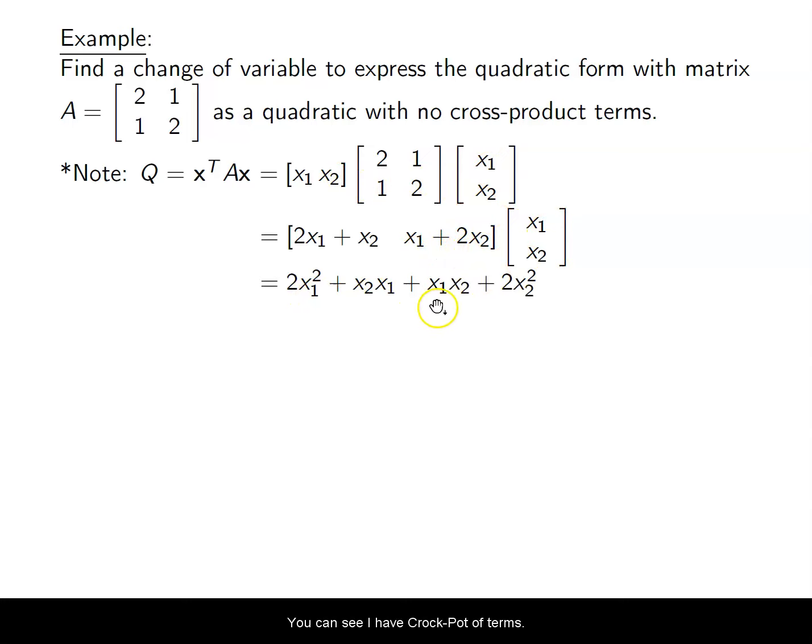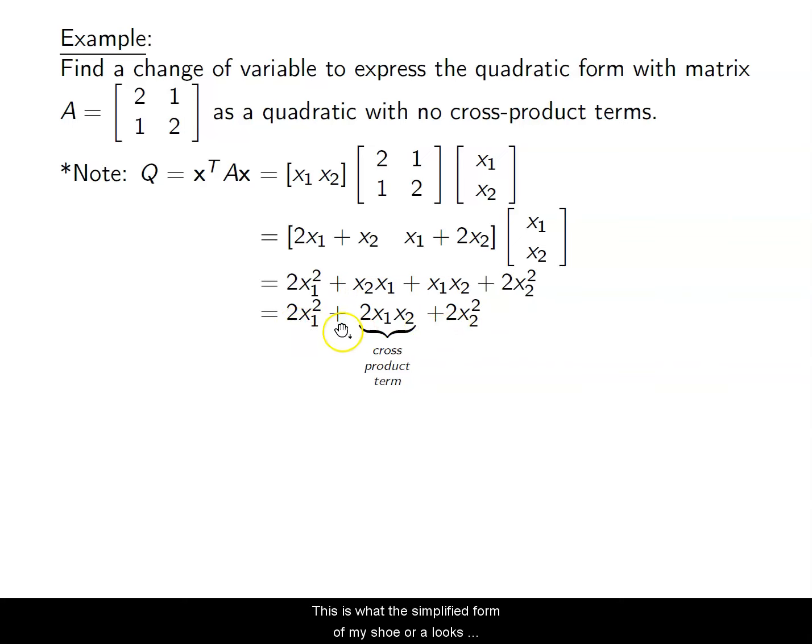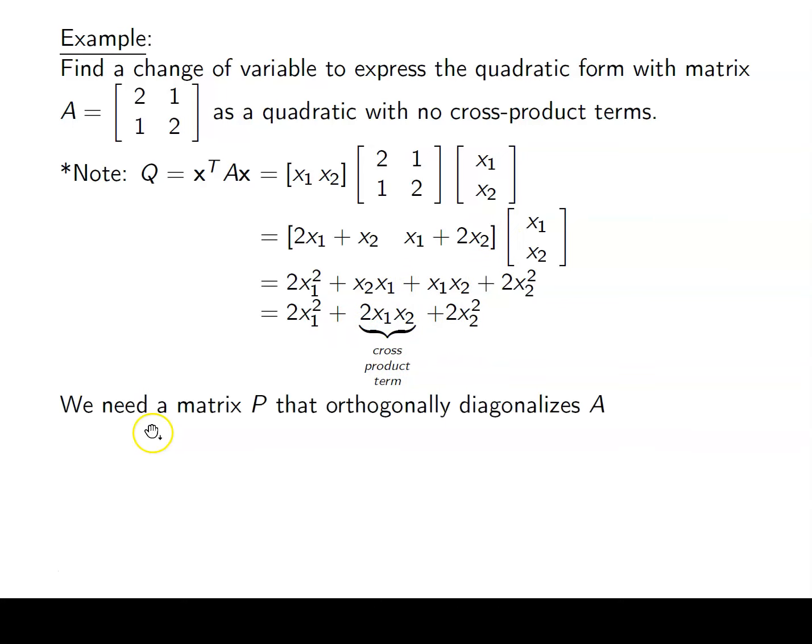As you can see, I have cross product terms here. In fact, these are the same, so I can add them together. This is what the simplified form of my Q for A looks like. So what I want to do is a change of variable so that I don't have x's, I have y's, and there is no cross product term. That's the goal here.